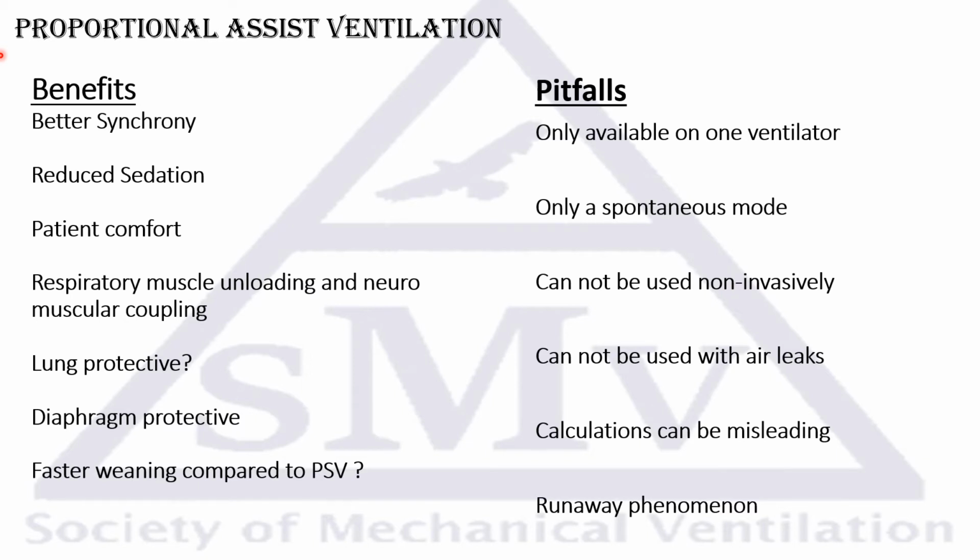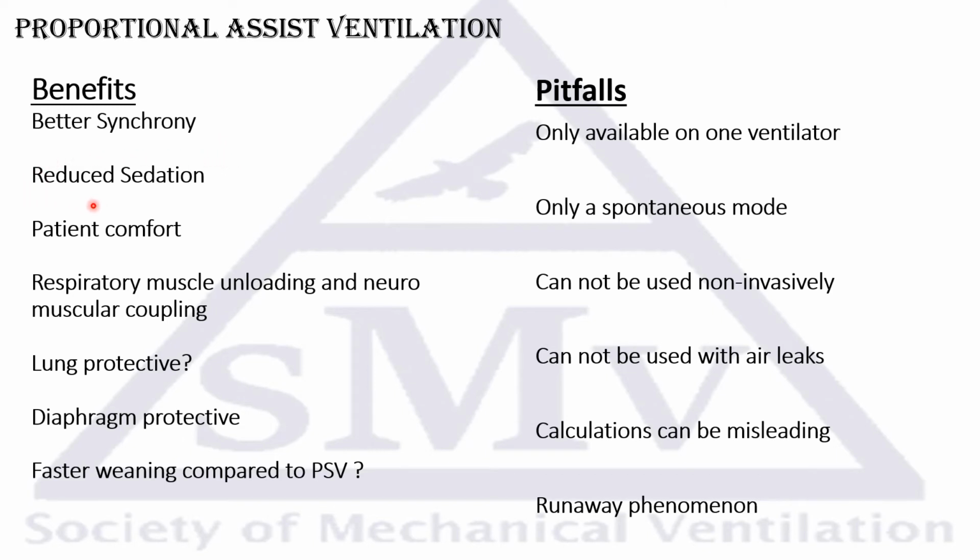Some of the benefits and pitfalls of proportional assisted ventilation, mainly the benefits are better synchrony, because in that mode the patient is the one who dictates the flow, the volume, and the cycling, and the ventilator basically tries to amplify his signal, so the patient has full control of his respiratory pattern. So that's one of the big important benefits of proportional assisted ventilation.